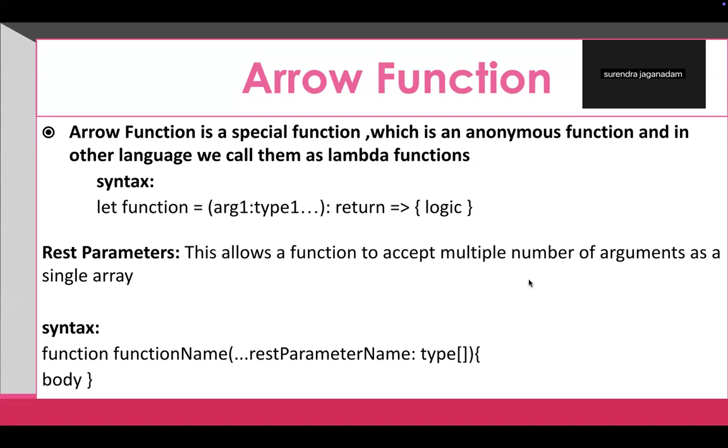So consider that there is a function. I don't know how many strings I will be passing, or how many numbers I'm going to pass for that particular function. In such cases, you will be using these rest parameters. To work with rest parameters, these three dots should be there.